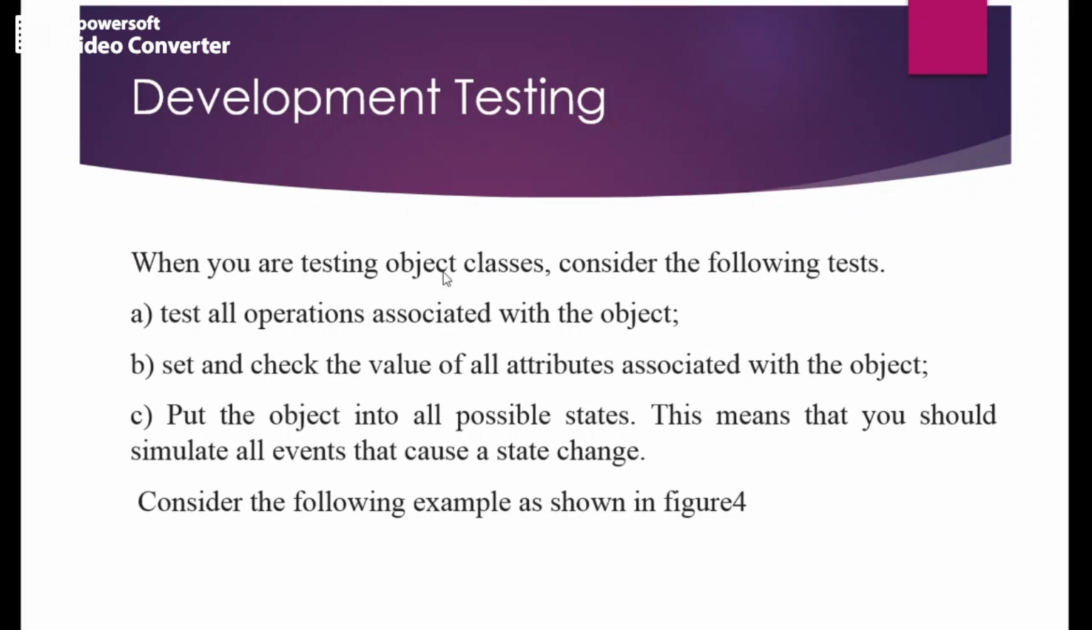When you are testing object classes, consider the following tests. Now suppose you are testing a class, okay? That means you have to consider these tests. First, test all operations associated with the object, so test all the methods which are associated with your object. Second, set and check the value of all attributes associated with the object. There will be an object for your class, and you have attributes for your class, isn't it? So you have to set and check the values of those attributes.